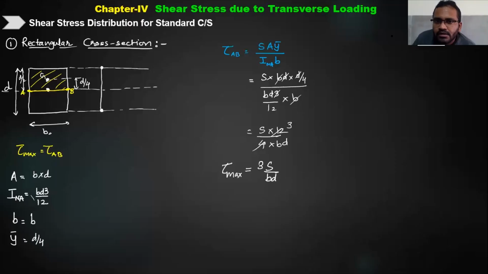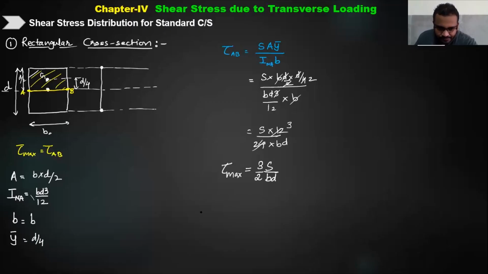Okay. So one mistake was there, that is area of this section you have to take, not the entire cross section. Area of section above or below the layer. So whatever the layer AB I have considered, above that there is area which is half of the cross section. That is I have taken B into D/2, which I have substituted here. Then cancelled out everything and we got this.